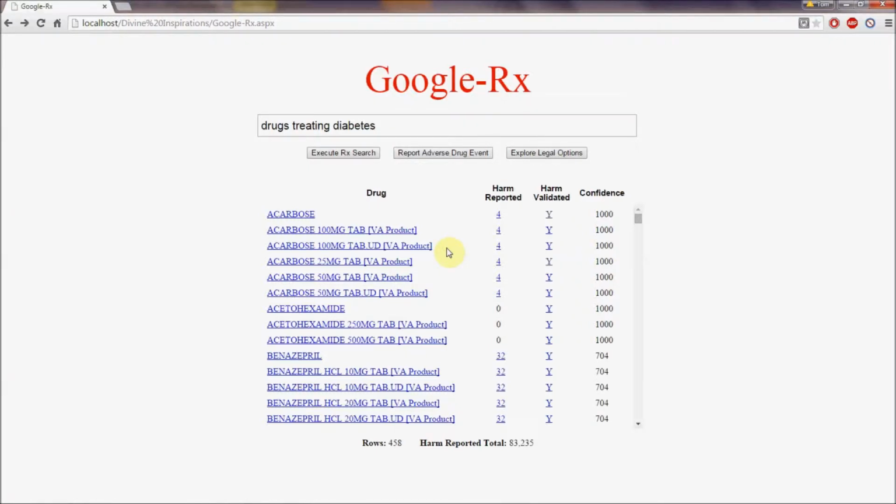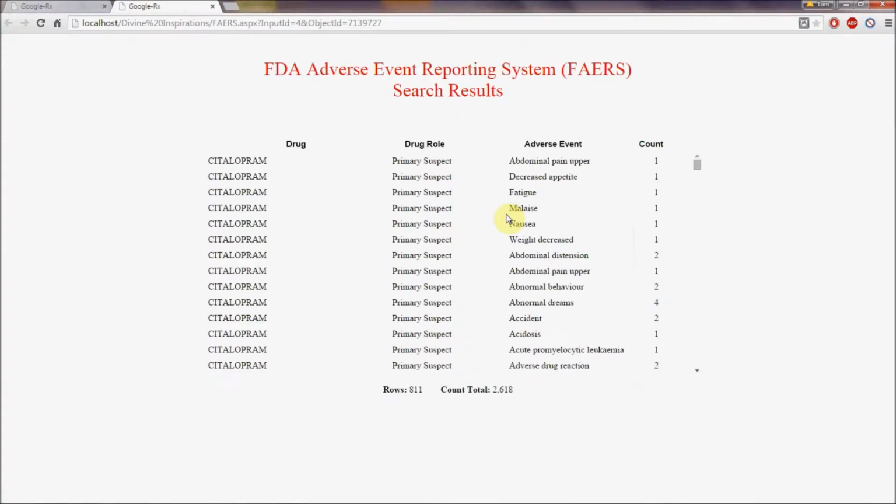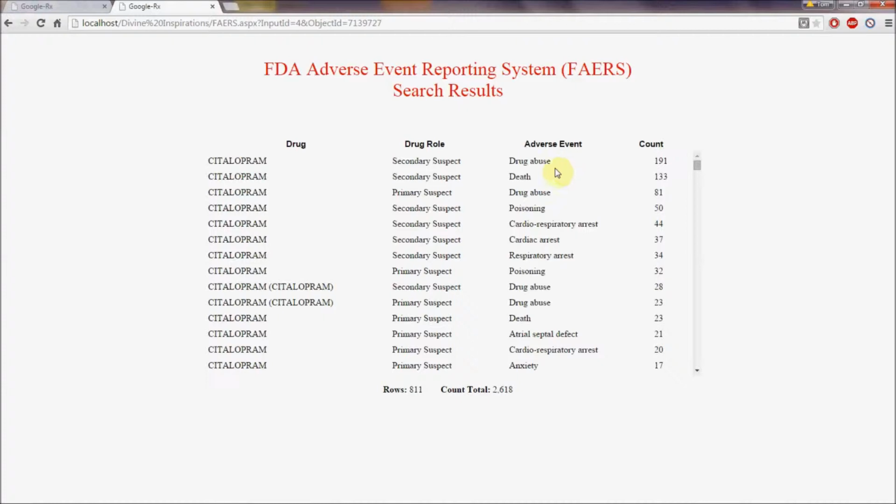The output of GoogleRx can be sorted by clicking on any column header. Let's click on Harm Reported. This reveals that citalopram has the most number of side effects reported to the FDA. And let's drill down and look at the FDA data. Let's sort on the count column. This tells us that drug abuse is the most reported side effect of citalopram. A little bit surprising because citalopram is an antidepressant.